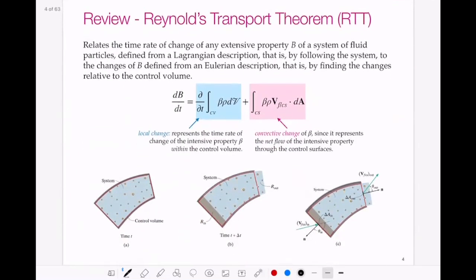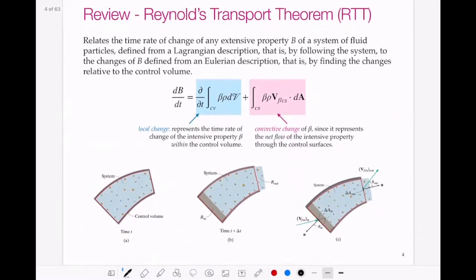So we then derived Reynolds transport theorem. Let's revisit what these mean with a slightly different diagram so we can have a different perspective on it. Reynolds transport theorem relates the time rate of change of any extensive property B of a system of fluid particles, defined from a Lagrangian description, that is, by following the system. And it relates this to the changes of B, that extensive property, defined from an Eulerian description, that is, by finding the changes relative to a control volume.